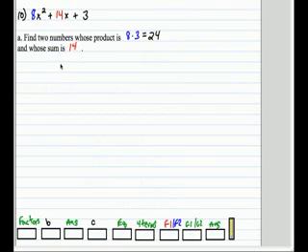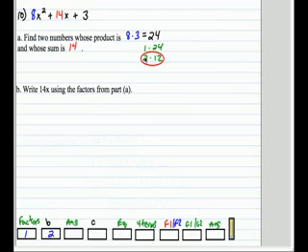Now, in number 10 here, it's just worded a little differently than what we've done before, but really what it wants you to do is think about the AC method. Find two numbers whose product is 8 times 3 and whose sum is 14. So we look at our factors. The factors of 24, 1 times 24, 2 times 12. Ooh, from 2 times 12 I can get a 14.